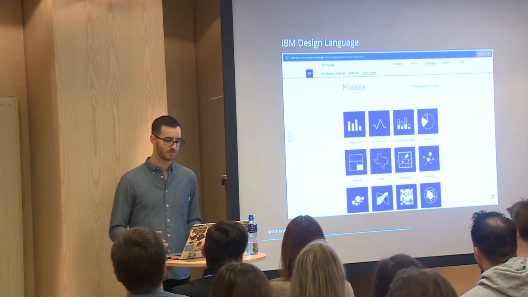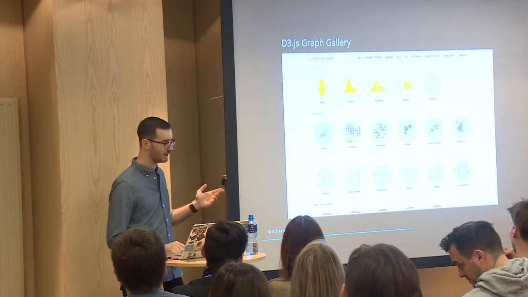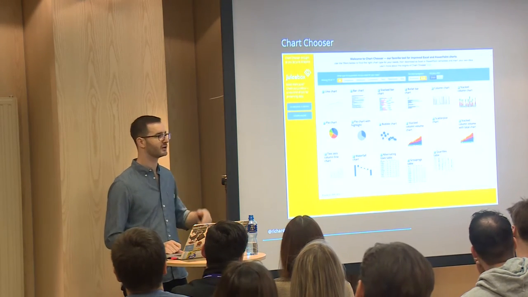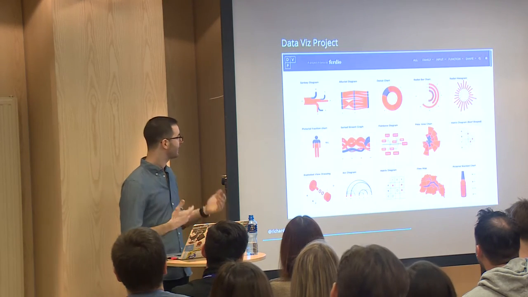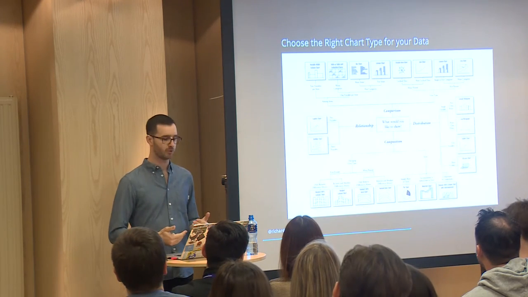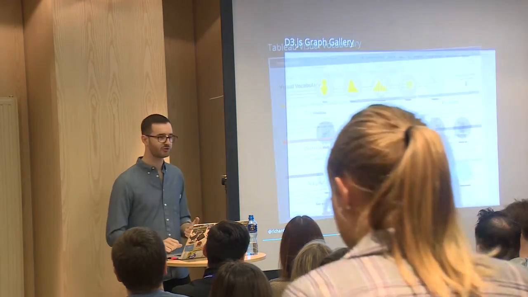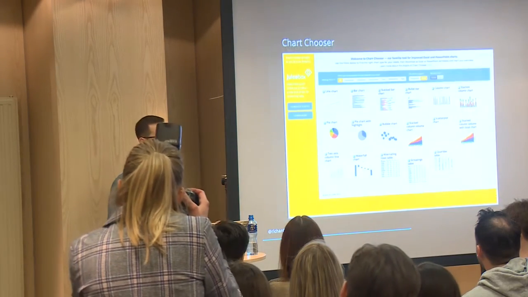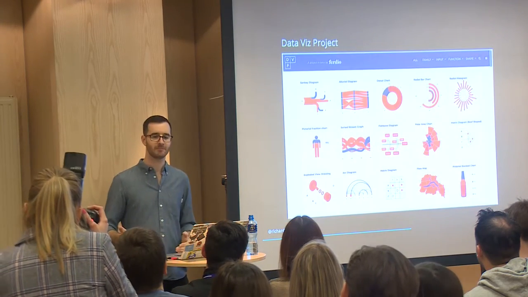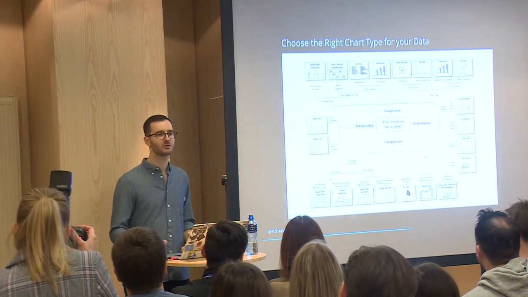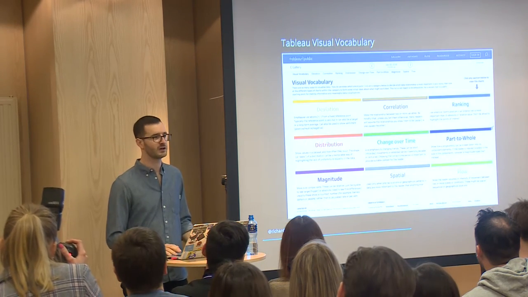Now, this is a really hard problem, but fortunately, there are loads of tools around to help you out. I've listed a few here, and I'll tweet out some links at the end of these slides. Each one of these is slightly different, but they all have a common starting point, which is to ask yourself, what are you trying to show? You're trying to demonstrate a correlation between variables, or a size comparison, or maybe how something changes over time. Find the thing you're trying to present, and work from there until you've found the right chart for your data story.